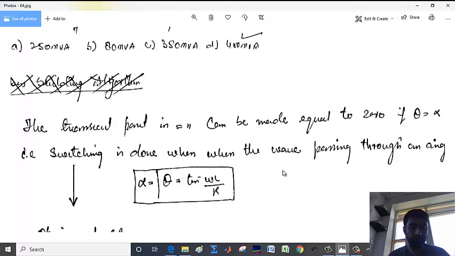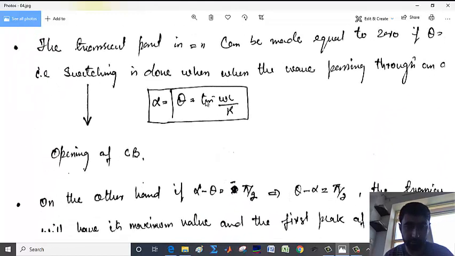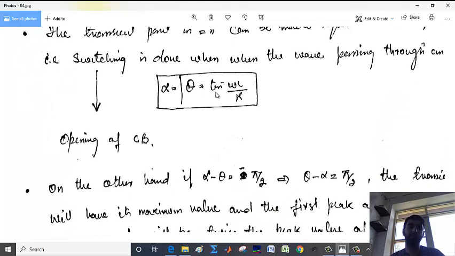That is, the switching is done when the wave passing through it is tan inverse of omega L by R. That is simply the impedance angle. In this case, switching means opening of the circuit breaker.